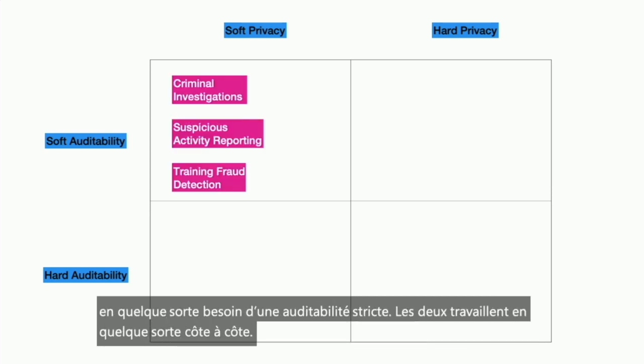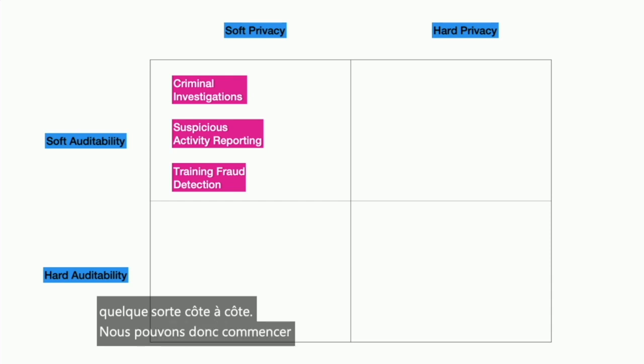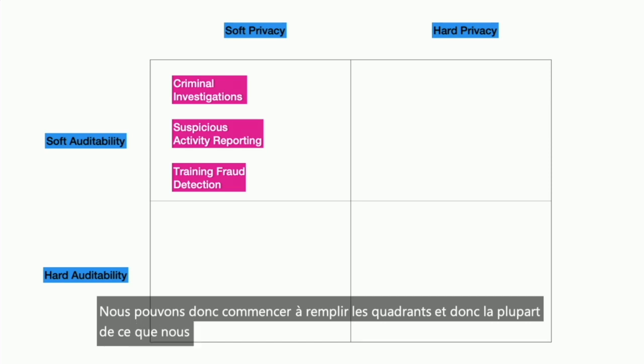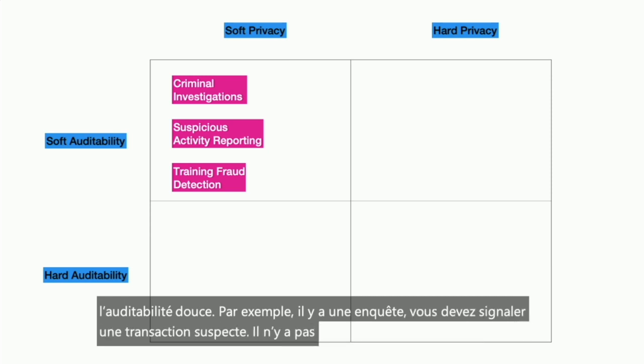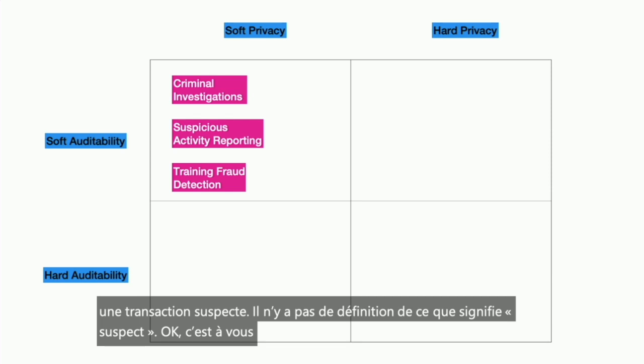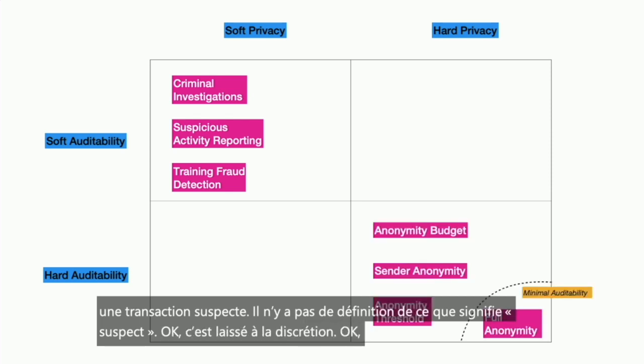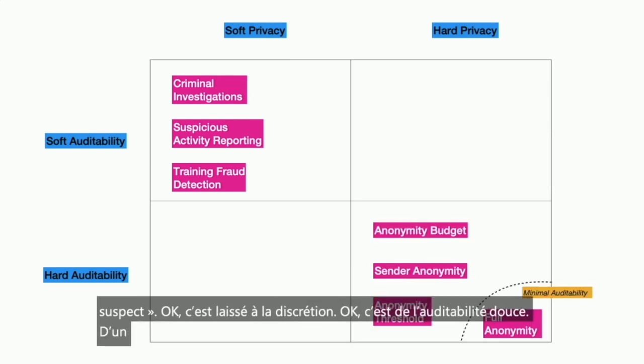So we can start filling in the quadrants. Most of what we see falls in soft privacy and soft auditability. For example, there's an investigation. You have to report a suspicious transaction. There's no definition of what suspicious means. Okay, it's left to discretion. That's soft auditability.